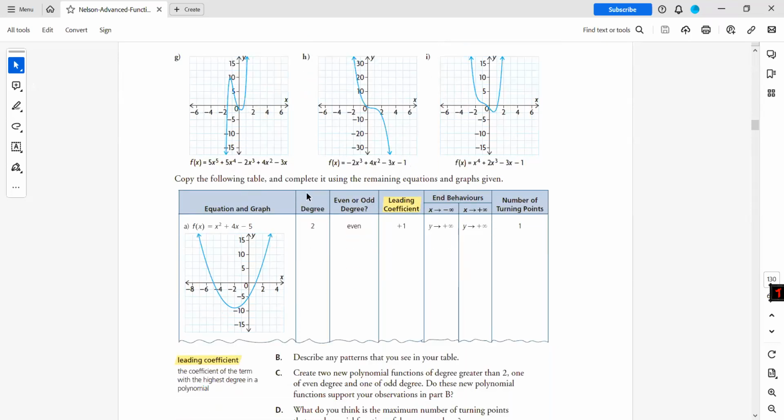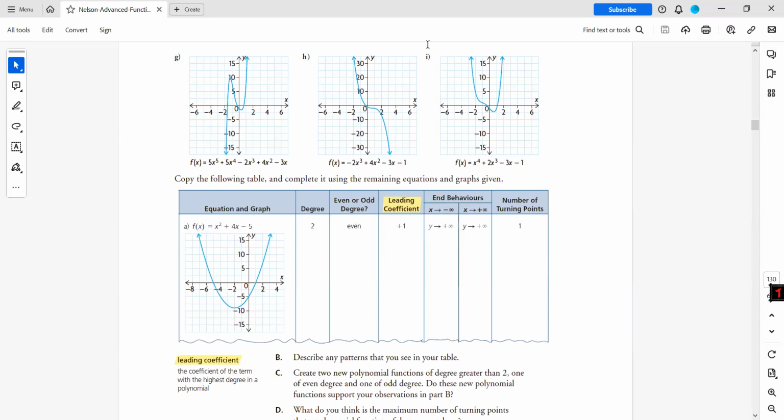And here, what we know up till now, we know the degree of a polynomial function based on its highest exponent. We know whether it's even or odd degree, right? We know the leading coefficient, which is also important, the multiple in front of the highest exponent, and the end behavior.